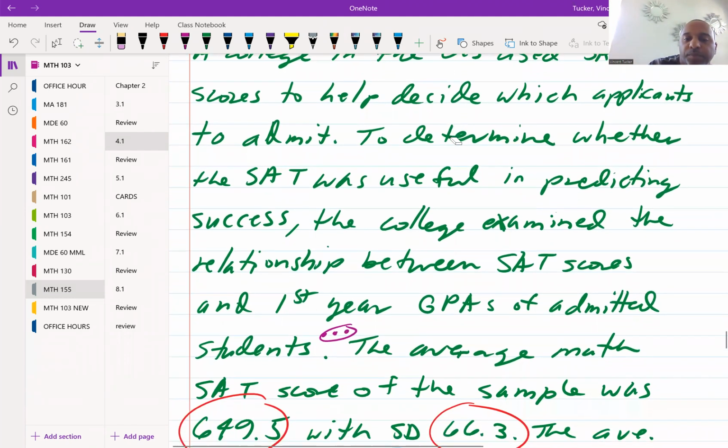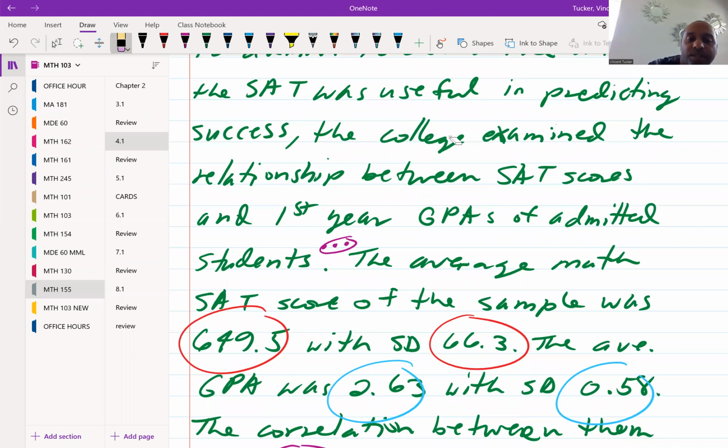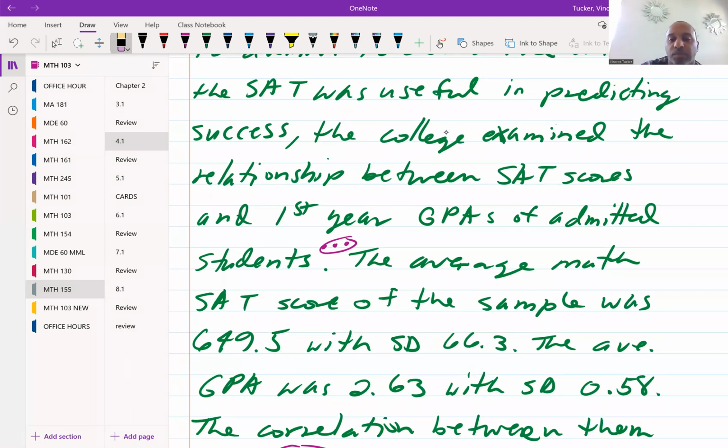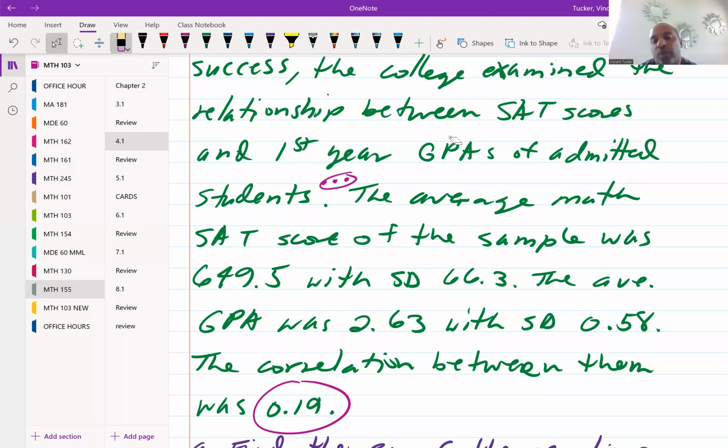Let's go up some. So we have the average math SAT score of the sample was 649.5 with standard deviation of 66.3. The average GPA was 2.63 with standard deviation of 0.58. Let me erase these circles. All right, then the correlation between them was 0.19.